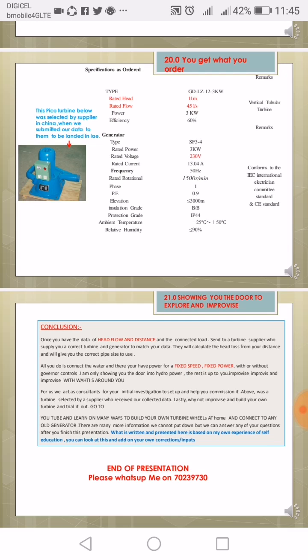Now this turbine is a fixed speed, fixed power type. Fixed speed because it has a governor. You set the speed and run it, delivering 240 volts: at 1500 RPM you get 240 volts. This gives some information on governor and speed control. You have a governor to control the flow rating inside the turbine to maintain 1500 RPM and get 240 volts.